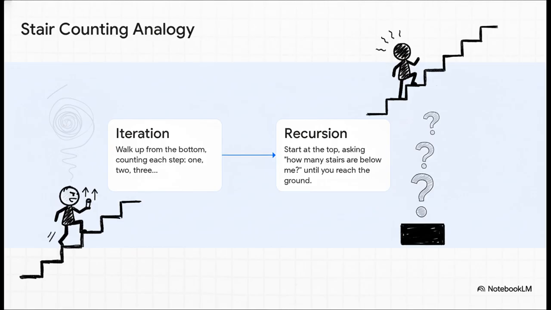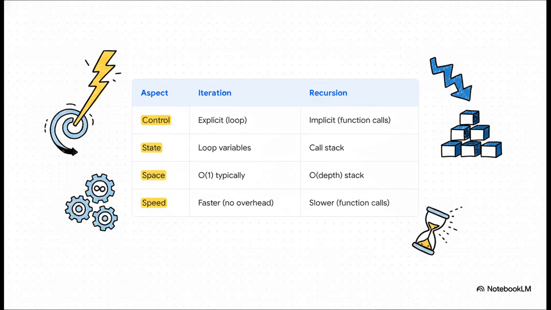Recursion is totally different. It's like you're standing at the top, and you have no idea how many stairs there are. So you shout down to the person on the step below you, "Hey, how many stairs are below you?" And they shout down to the person below them, and so on, all the way to the bottom. The person on the last step knows there are 0 stairs below them. That's the base case. Then the answer comes back up the chain. 0, then 1, then 2, all the way back up to you. See the difference?